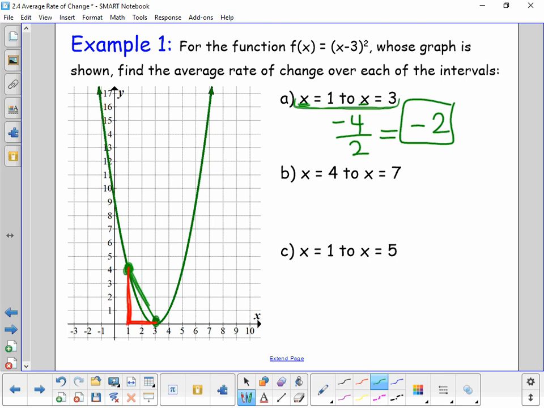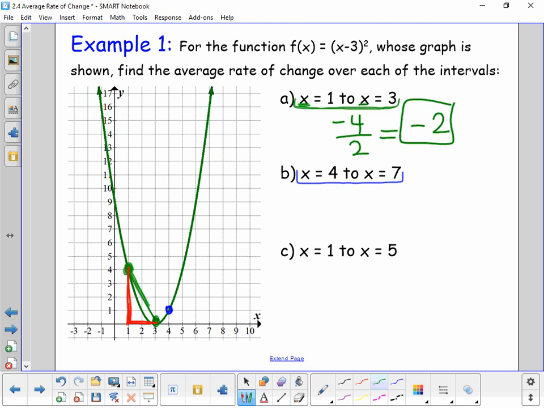The negative part of that means that the function is decreasing over that interval on average. And the number, the 2, sort of tells you about the magnitude of the decrease. A bigger number there means it's decreasing faster, and a smaller number or fraction there maybe means that it's not decreasing very quickly. So let's look at another interval, the interval from x equals 4 to x equals 7.